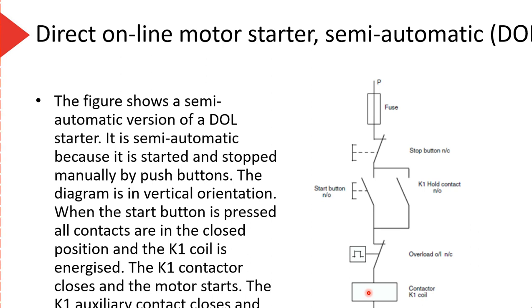If you think about it, we have a stop button in series, and a start button. The hold open contact is labeled K1 there. That closes when the coil closes, which maintains the circuit even when the start button is released. Everything stays on until I push the stop button. That is called a direct online motor starter. That's the most common type of motor starter. We will wire one of these up.